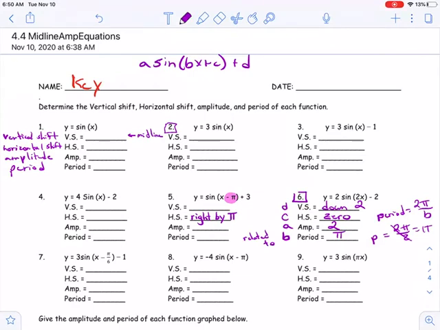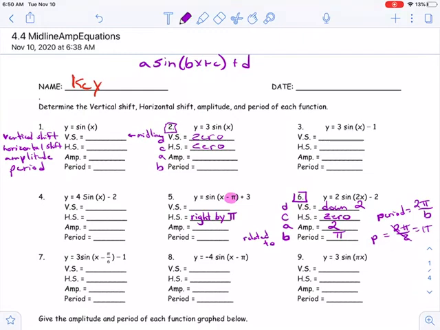Problem 2 up here is a little bit easier, and mostly I just showed that because overall I don't think that any of this is too complex. But this is just going to show you how to do a baseline example. So vertical shift is governed by our D value. We don't have one of those, so 0 or no vertical shift. Horizontal shift is governed by the C value. We don't see one of those, so we're going to put in 0 here.